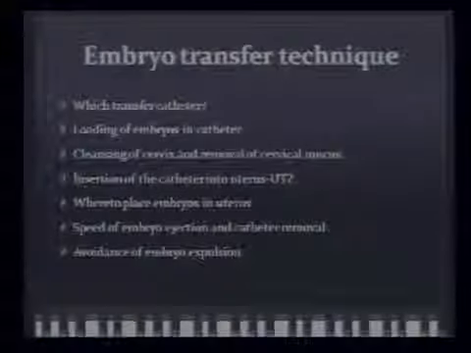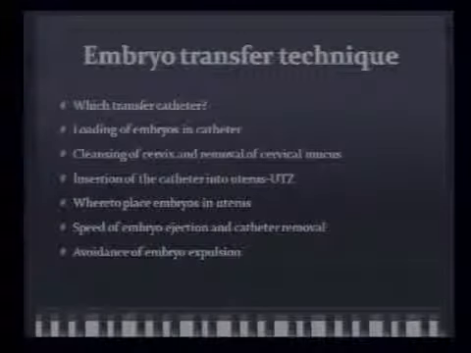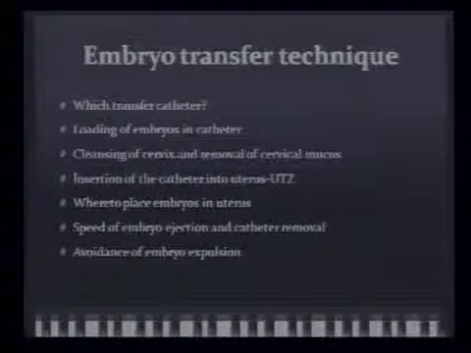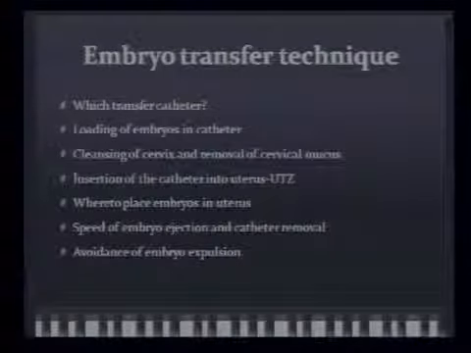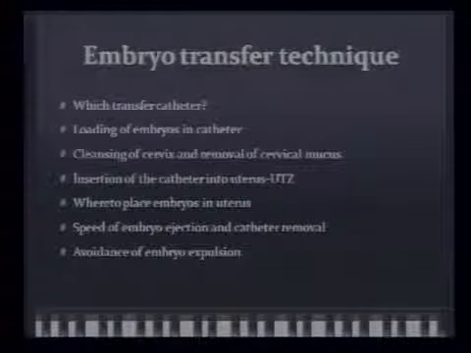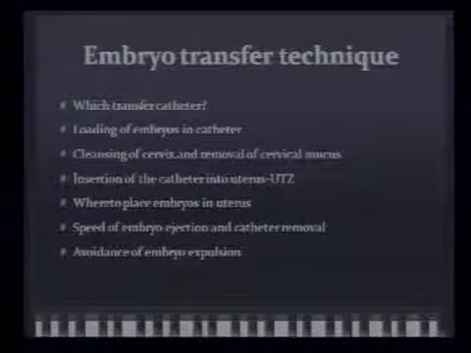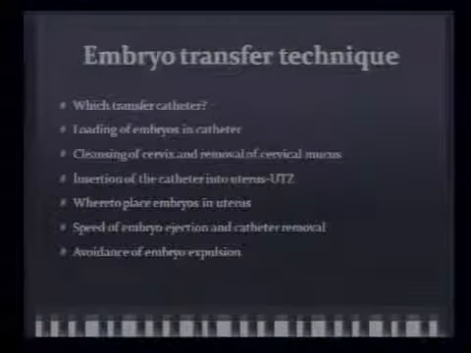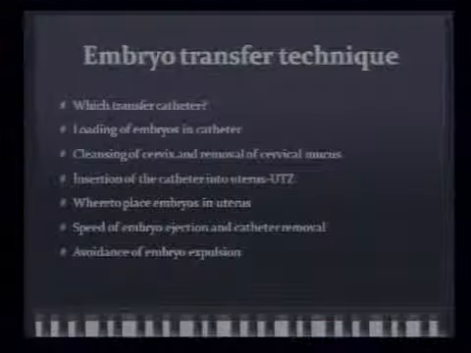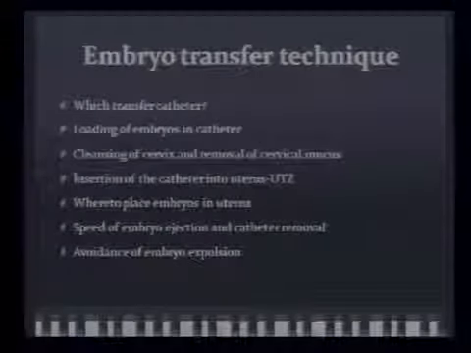The transfer catheter, loading of the embryos in the catheter, cleansing of the cervix, insertion of the catheter into the uterus through the angle, where to place the embryo in the uterus, speed of the embryo ejection, catheter removal, and avoidance of embryo expulsion. What about the type of the catheter?